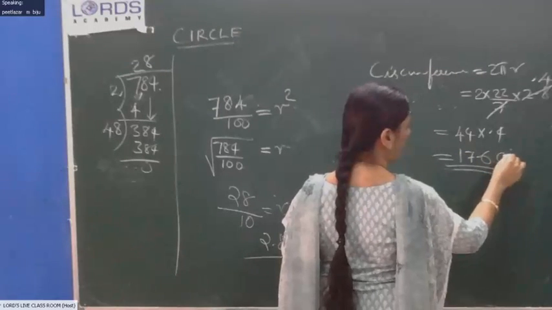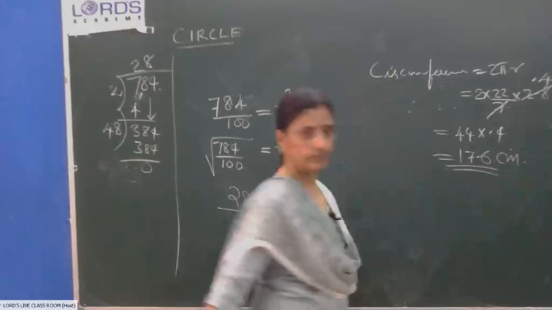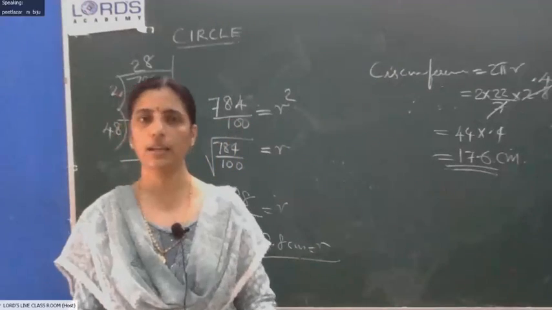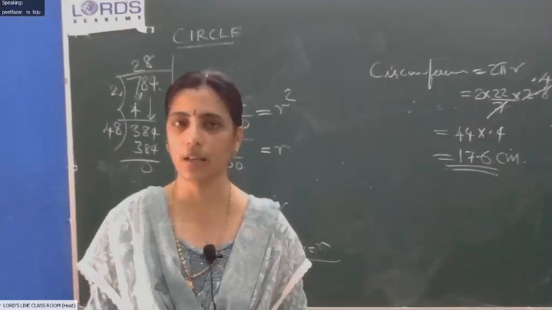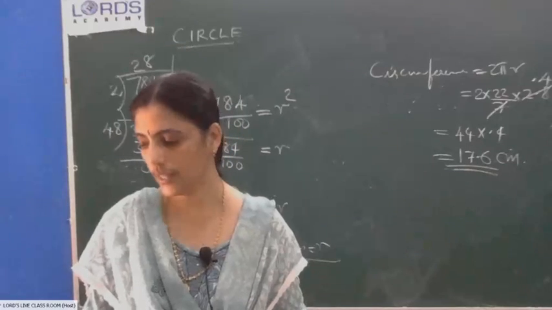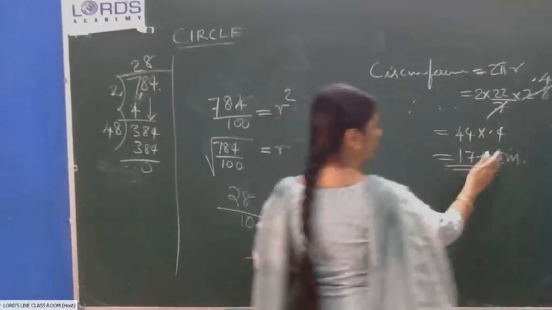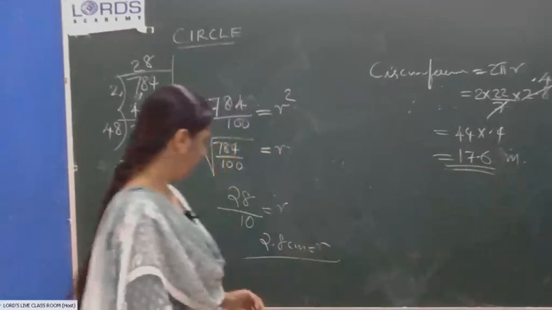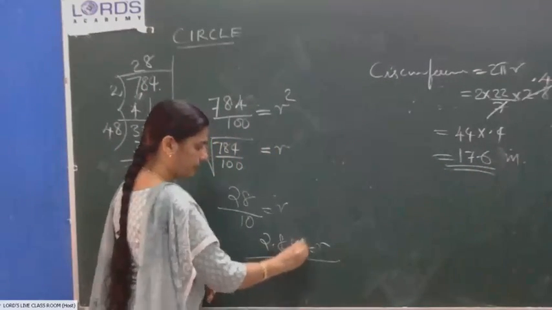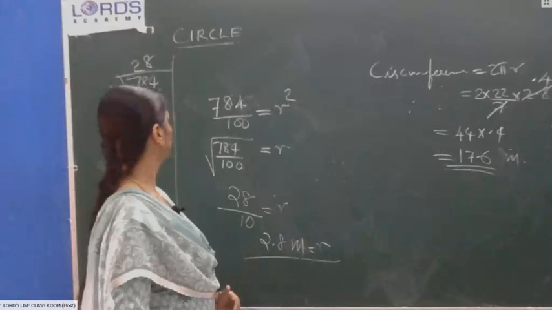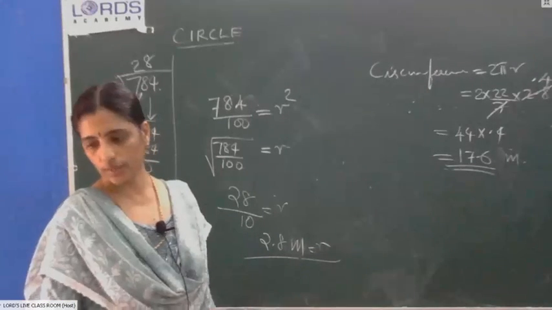What is its unit? Perimeter, that's the meaning of circumference. So unit is meter. Oh, here also meter. Next question.